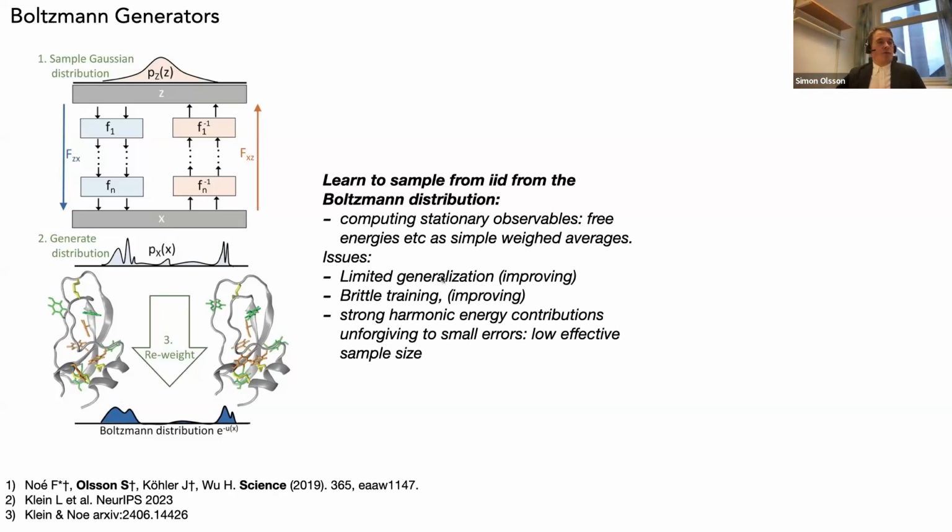The issues, as many of you in the audience are probably familiar with for Boltzmann generators, are that in their current state they have limited generalization. They are relatively brittle in training, and when one does energy-based training, which is the most appealing strategy, it is very unforgiving to very small errors, and this leads to low effective sample sizes.